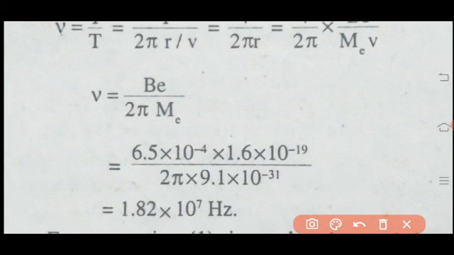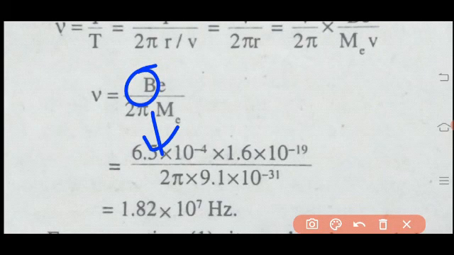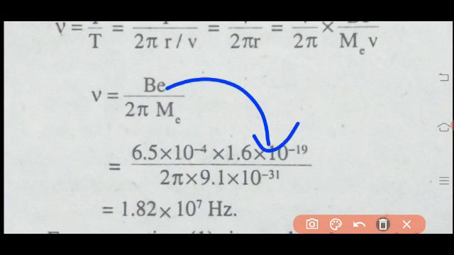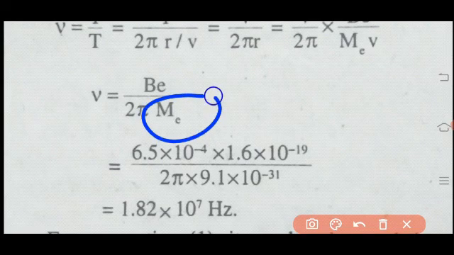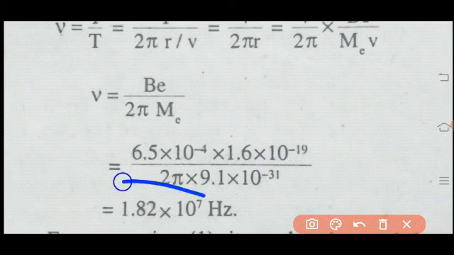So just substitute. Magnetic field is 6.5 into 10 to the power of minus 4 Tesla. Convert Gauss into Tesla. Then what is E? That is a charge, 1.6 into 10 to the power of minus 19 Coulomb. Then you can substitute 2 into pi value, that is 22 by 7 or 3.142. Then what is the mass of the electron? That is 9.1 into 10 to the power of minus 31 kg. You will get this value, 1.82 into 10 to the power of plus 7.